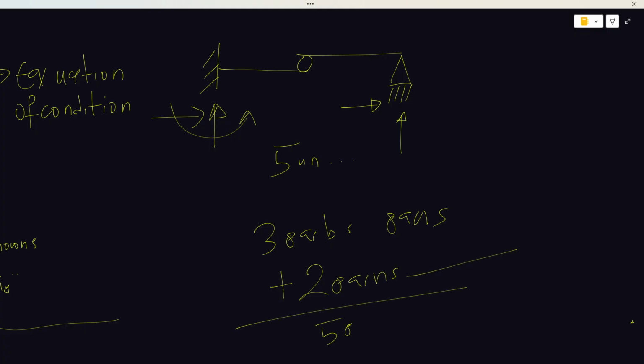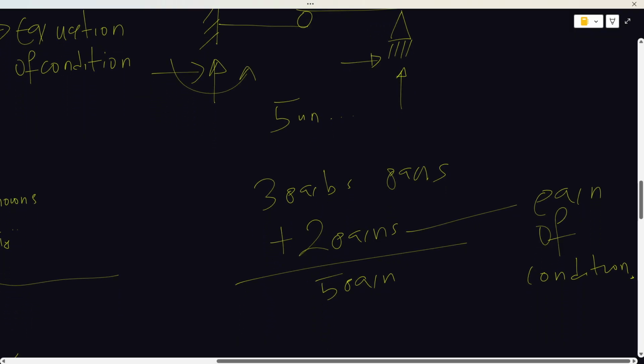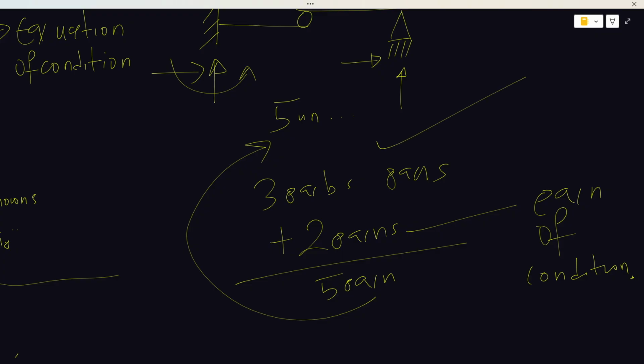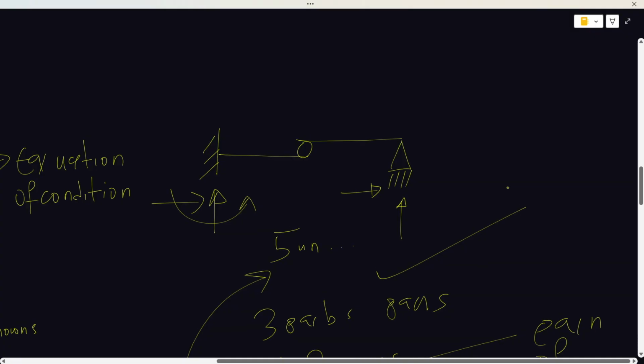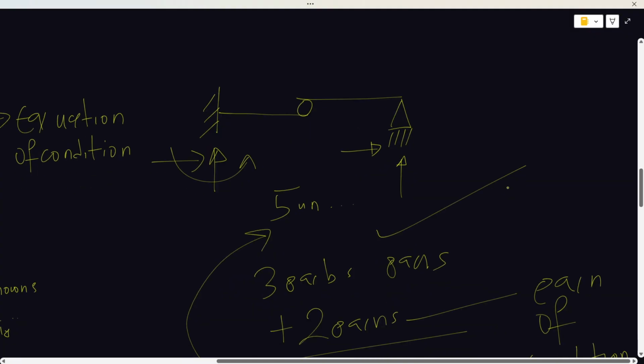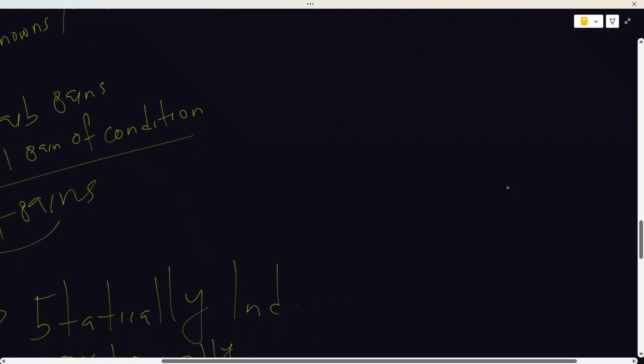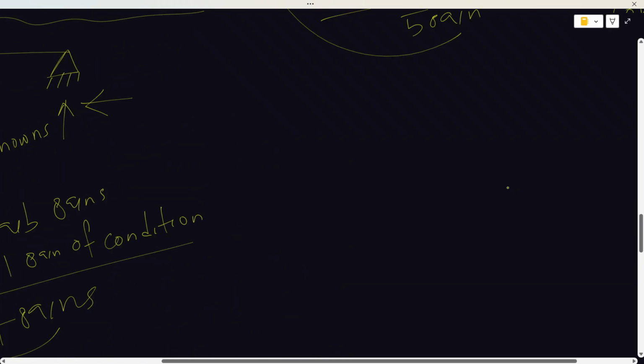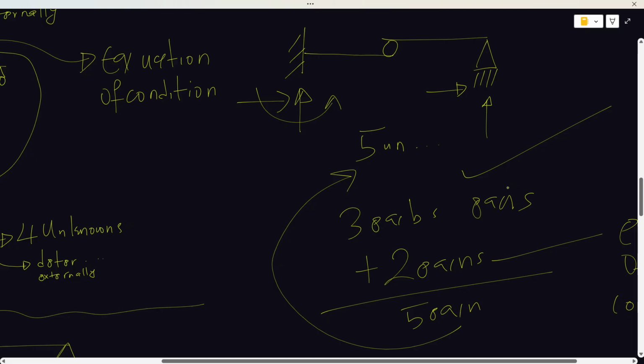Once again, equation of condition. Five equations. So we have 5 equations to combat 5 unknowns. So it is statically determinate externally. That is, this internally unstable structure is statically determinate externally. So the same process is repeated. It's just that this time we're having 2 extra equations, not 1, unlike the internal hinges. It's still the same pattern.